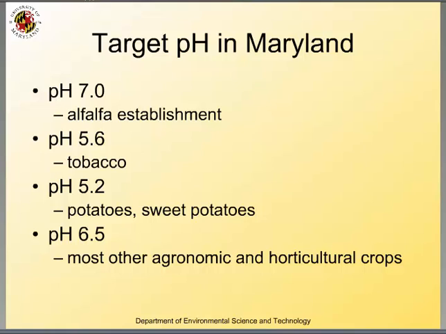Okay, so in our recommendations in Maryland, we actually have various target pHs. Now, this is the pH we use as what we're shooting for when we make a recommendation. Alfalfa establishment is 7, tobacco 5.6, potatoes 5.2, and most other agronomic and horticultural crops we're going to shoot for 6.5.